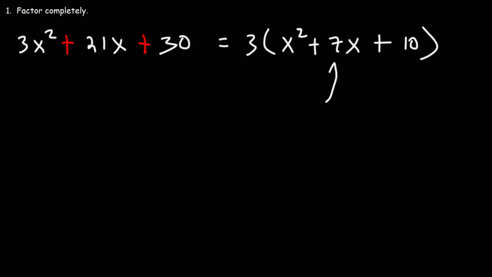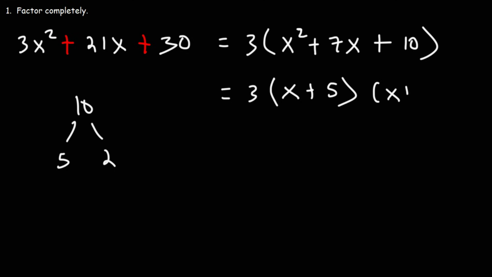So now what we have here is a trinomial with a leading coefficient of 1. And so we could factor it by finding two numbers that multiply to 10 but add to 7. Those two numbers are going to be 5 and 2. 5 times 2 is 10. 5 plus 2 adds up to 7. So to factor it, we can write it as x plus 5 times x plus 2. And that is the answer for this problem.